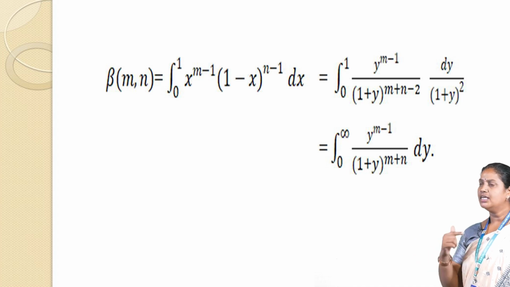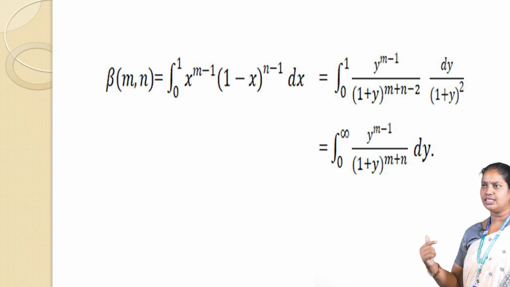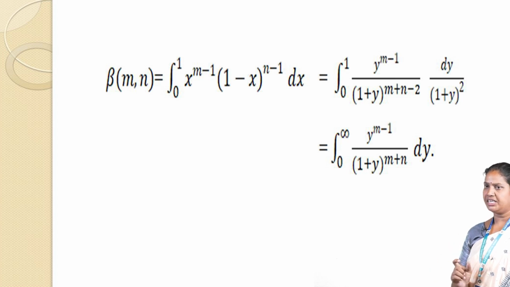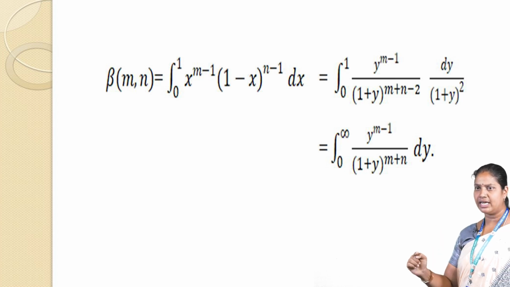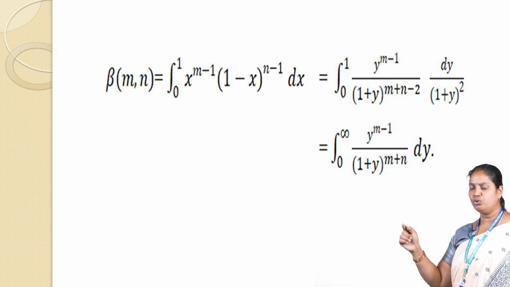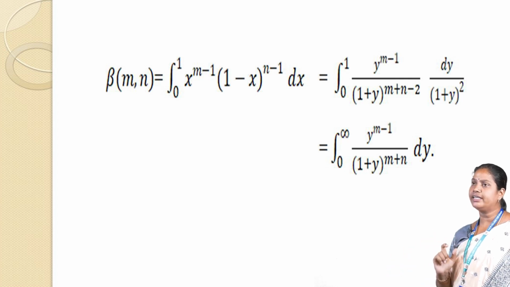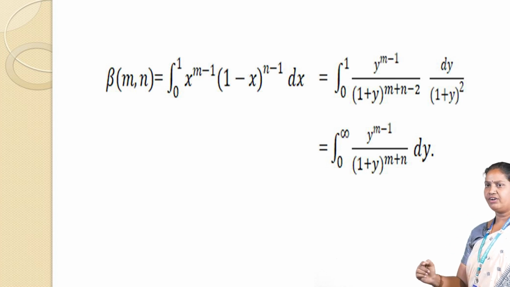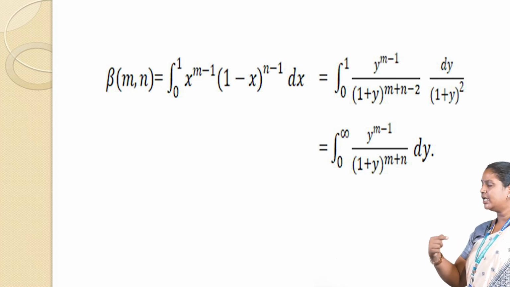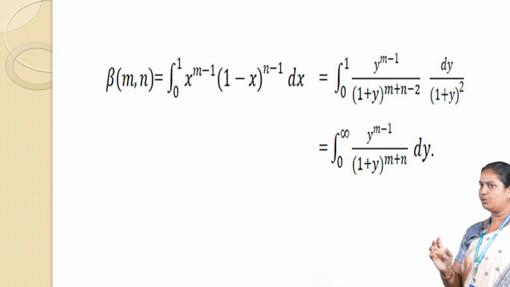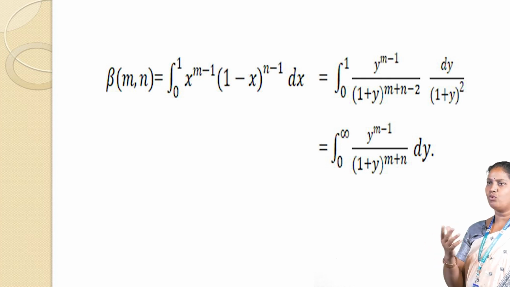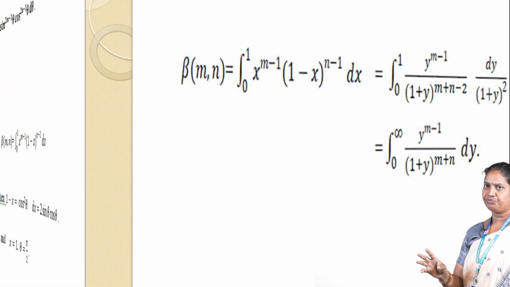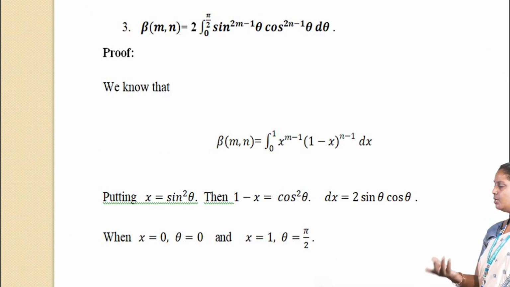What is that formula? a power m into a power n is equal to a power m plus n. Here 1 plus y is that a. So the denominator will become 1 plus y the whole power m plus n minus 2 plus 2. The 2 will get cancelled. So the final integral will be integral 0 to infinity y power m minus 1 divided by 1 plus y the whole power m plus n into dy. We know that if we have x or y or anything, the integrals are the same. So now we will go to the third property.